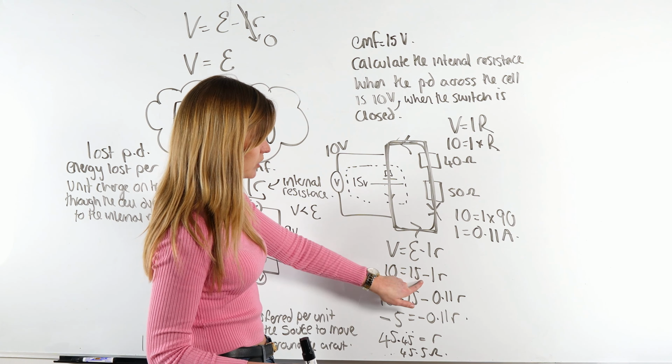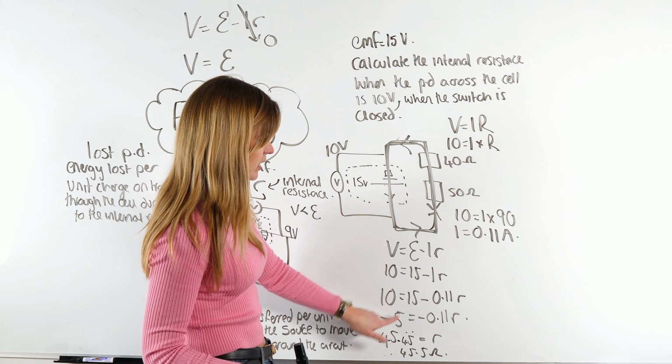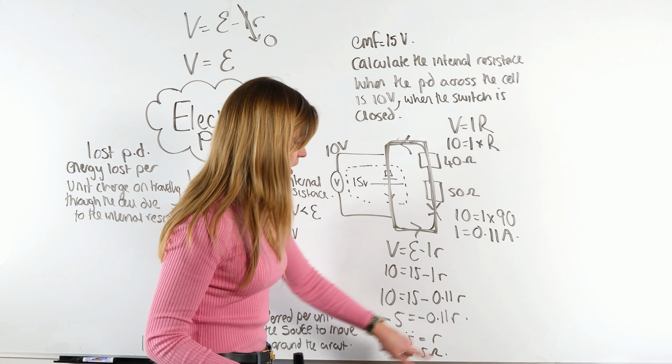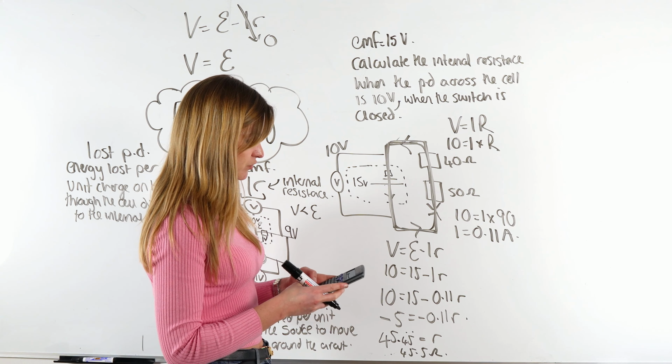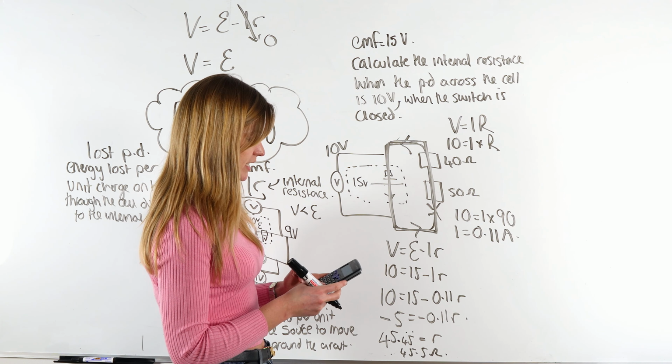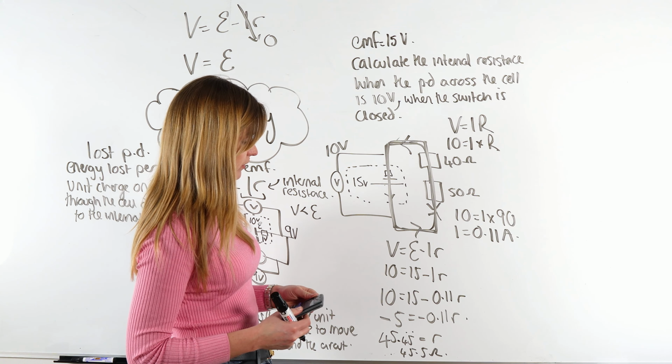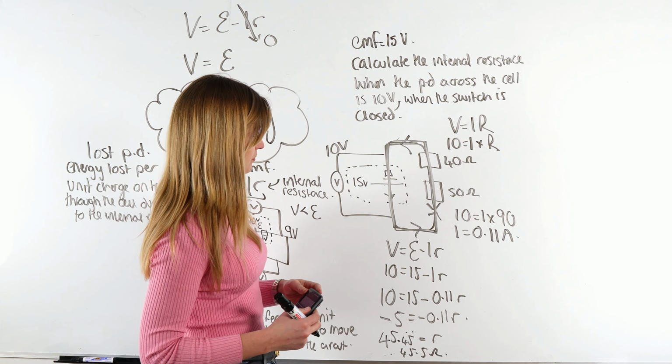So again, what we did here was subtract 15 from both sides to get negative 5 is negative 0.11 times R. We divide both sides by negative 0.11. So 5 divided by 0.11 gives us the 45.45 recurring or 45.5 ohms.